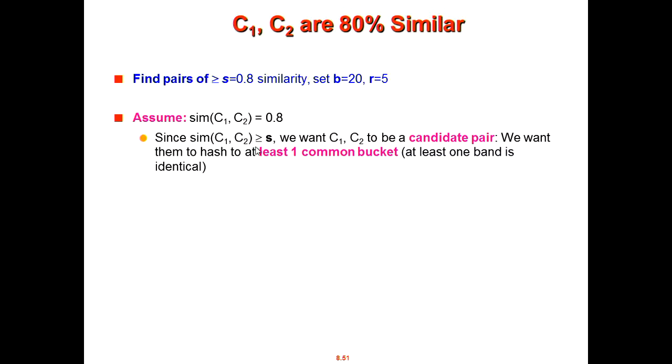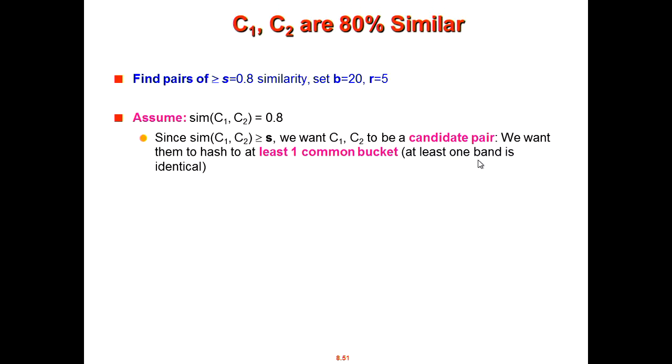And because their similarity is larger than or equal to S, we want this pair to be a candidate pair. And we wish that they should be hashed to at least one common bucket in at least one band, right? So that's what we want to achieve. If these two columns in some band are hashed to one common bucket, then we know that they will be detected, right?